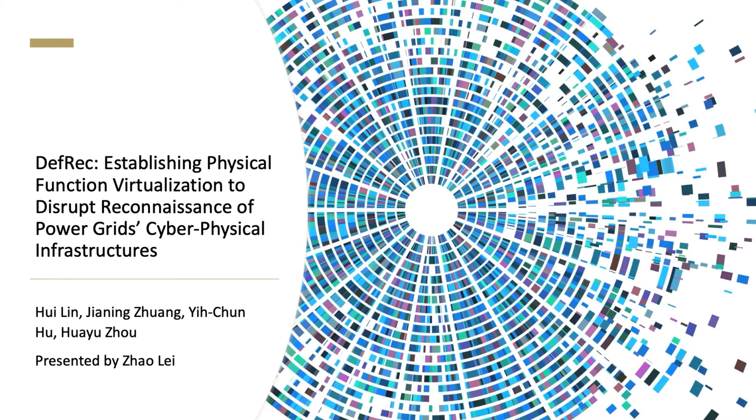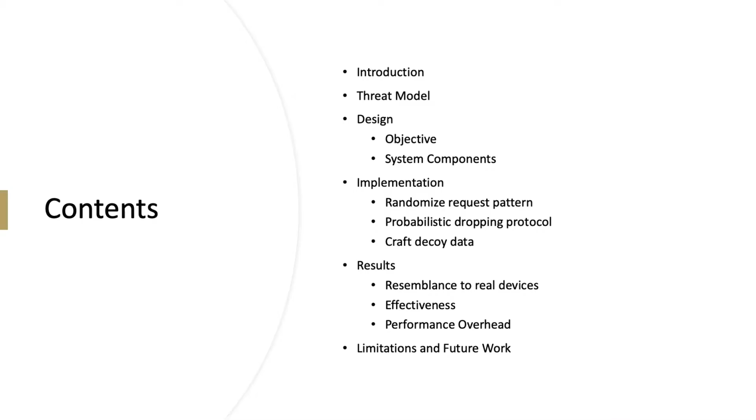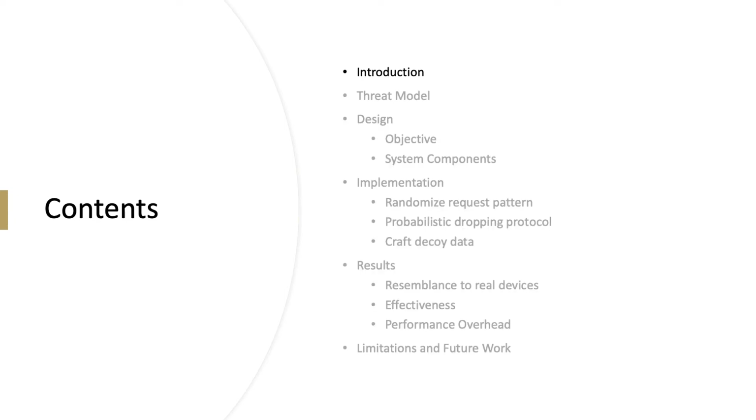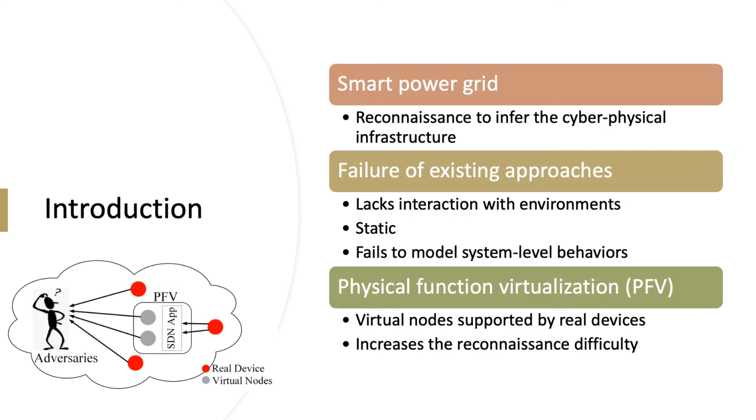Take your time. I would like to present a paper called Dataset, Establishing Physical Function Virtualization to Disrupt Reconnaissance of Power Grid's Cyber-Physical Infrastructure. So what this paper proposes is a sort of defense mechanism to make it very difficult for an attacker to learn the underlying structure of a smart grid network. And I would like to divide my presentation into these parts, and let's first start with a brief introduction of the context of this research.